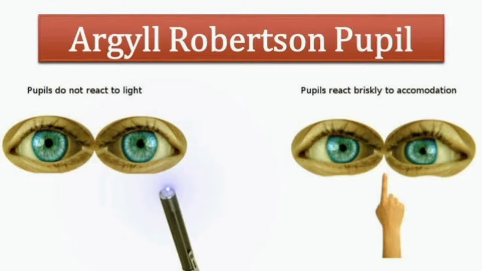So what is Argyll Robertson Pupil? You can see this picture first. On the left side, you can see the pupils do not react with light. So whenever there is light given on the pupils, they will not react. That is characteristic number one. And number two, on the right side, the pupils react briskly to accommodation. So whenever a near object is put, the pupils will react.